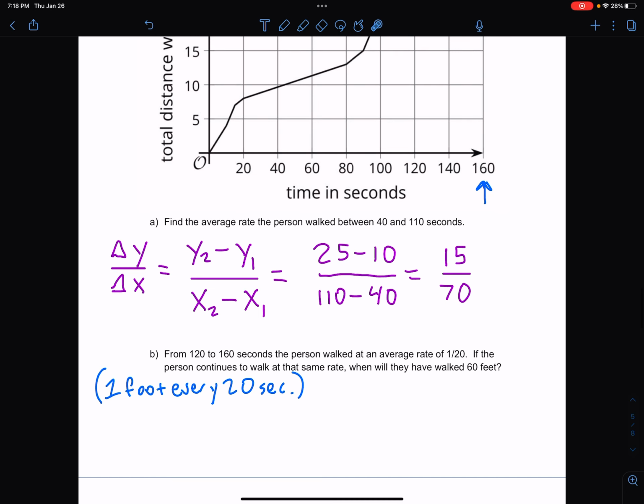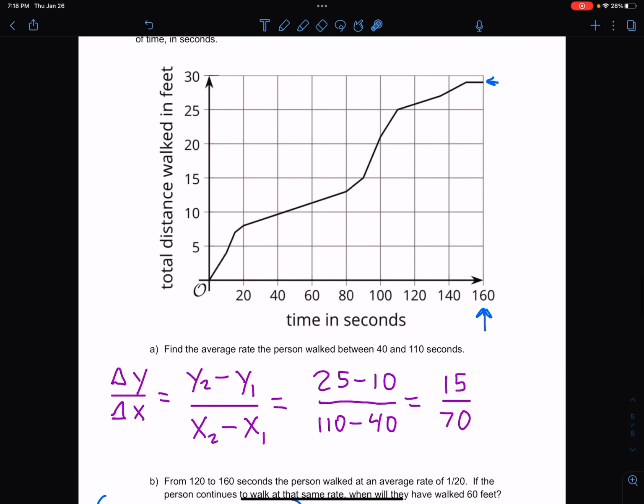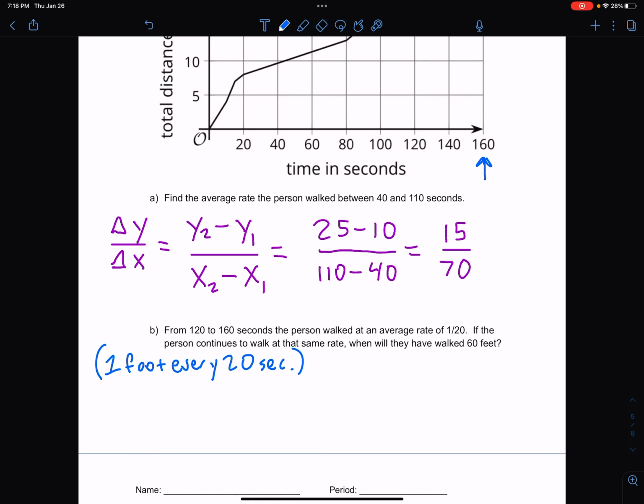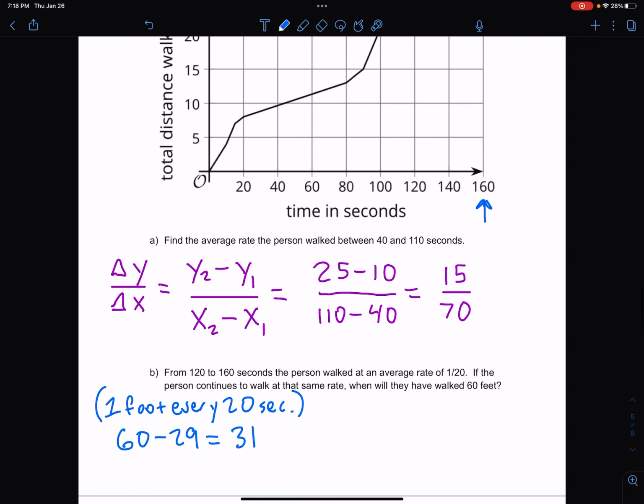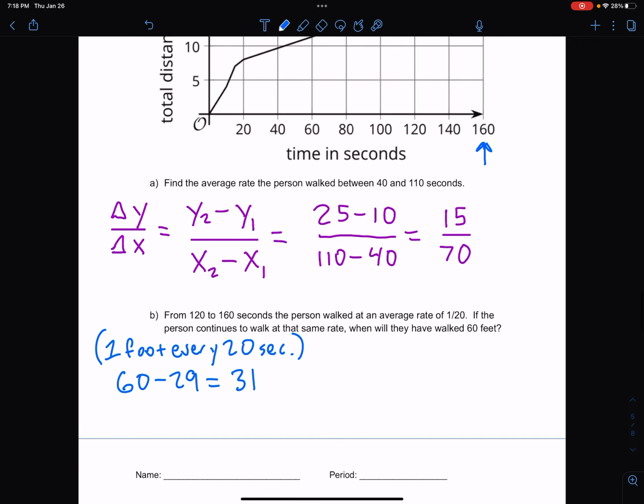We're just going to think, how much farther do we need to go? If this is 29 here, how many more feet do I need to go? I'm trying to get to 60 from 29. I want to go 60 feet, and I know we already walked 29. So I'm going to figure out the difference. How much further do I need to walk? And that's about 31 feet. This person needs to go another 31 feet to get to 60 feet.